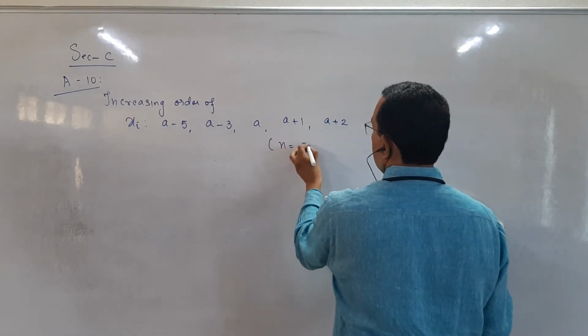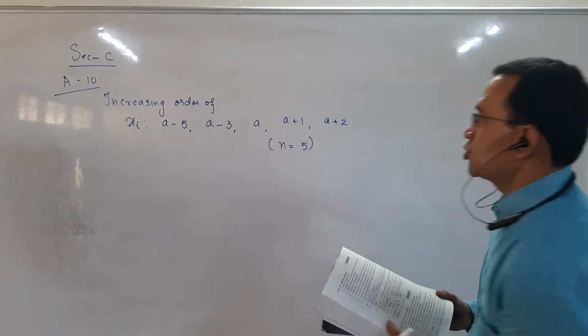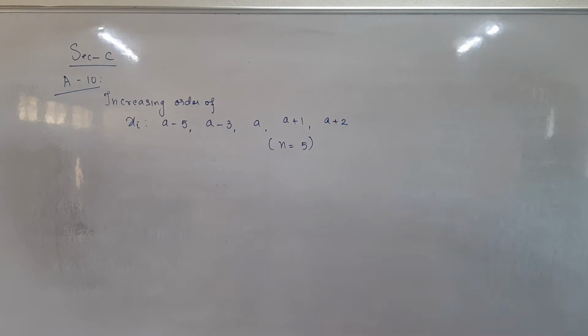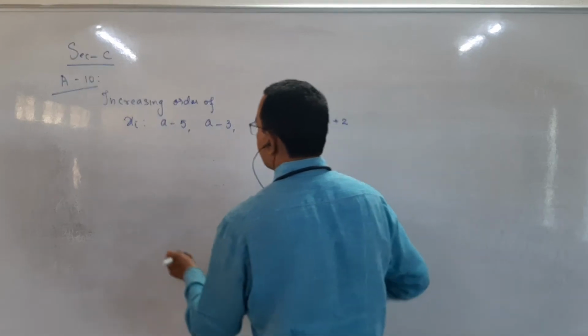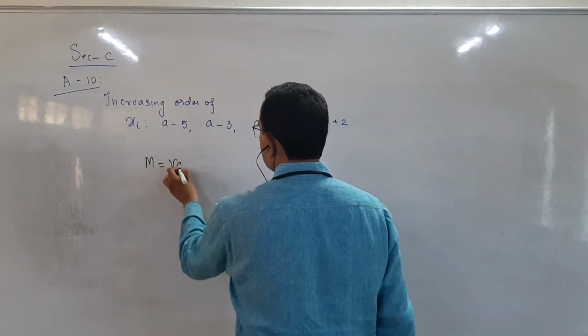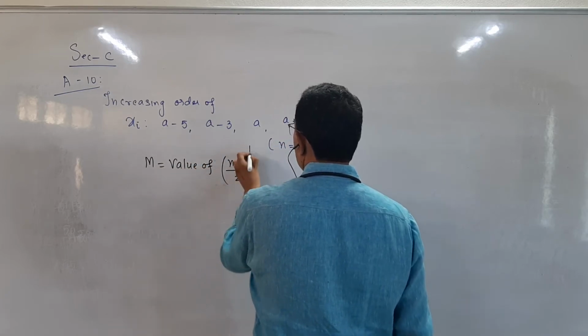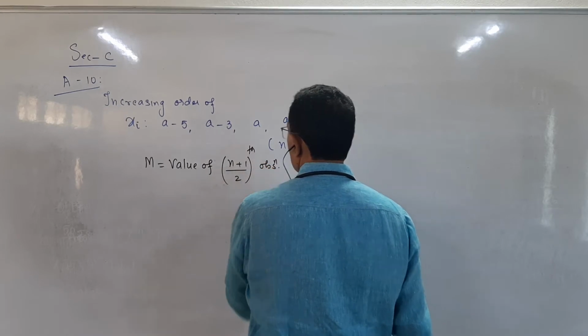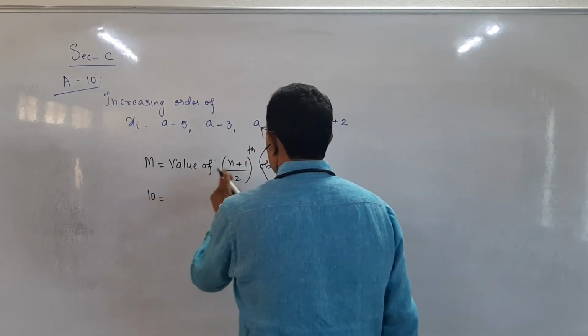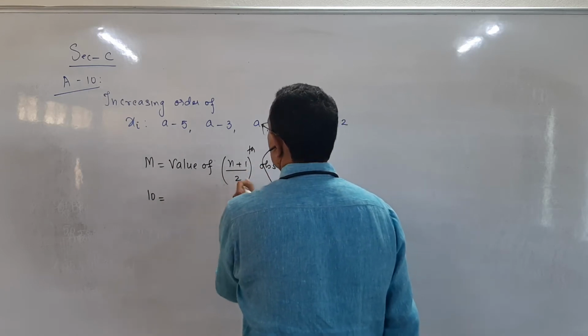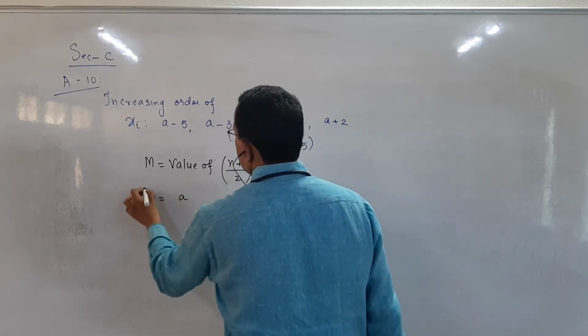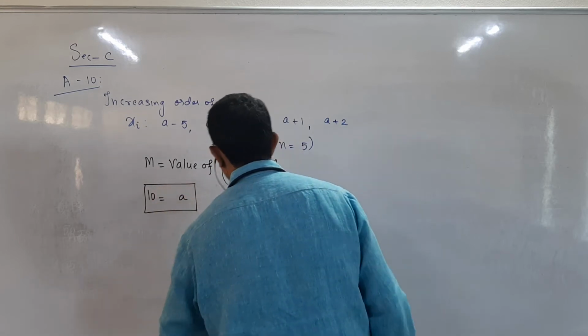So we are given 5 observations. This you should understand. If you don't understand, then take a is equal to 20 and check. You will get it. Now, the median is 10. This is ungrouped data. The median is the value of the (n plus 1) by 2th observation. So the median is 10, n is 5, 5 plus 1, 6 by 2, so the third observation, and that is itself it. So the answer of a will be 10.